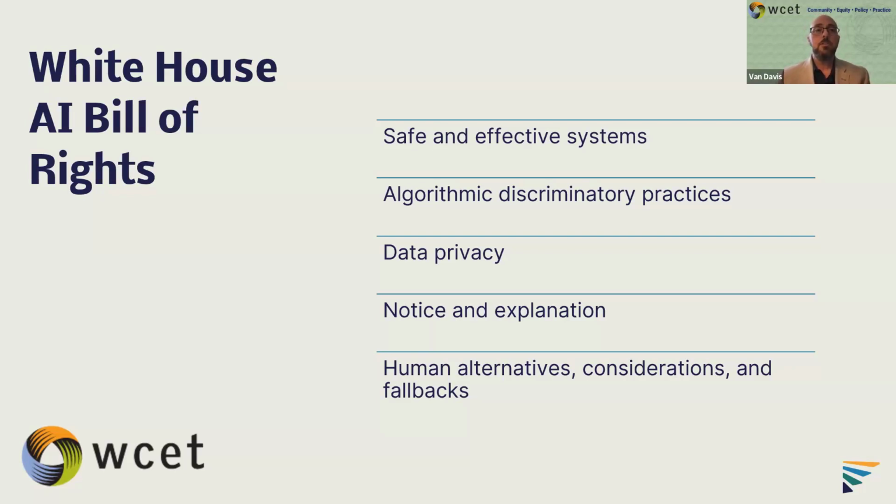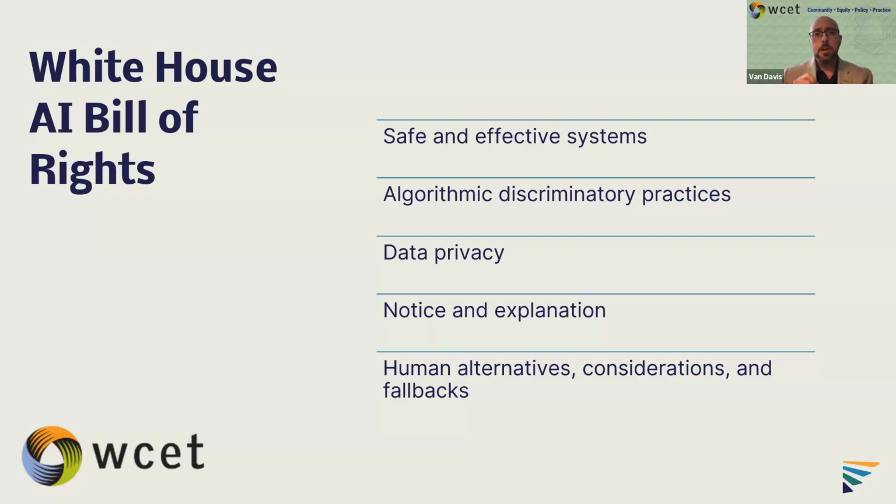That it should be explained to us in language that we can understand. And that there should be human alternatives and fallbacks. This idea that if an AI system is going to make an important decision that impacts us, we should have the right to appeal that decision to a human, that the system should never have the final say. So when we think about Dr. Benjamin's idea of AI systems being this new Jim Code, we have to situate this work within this ethical construct.